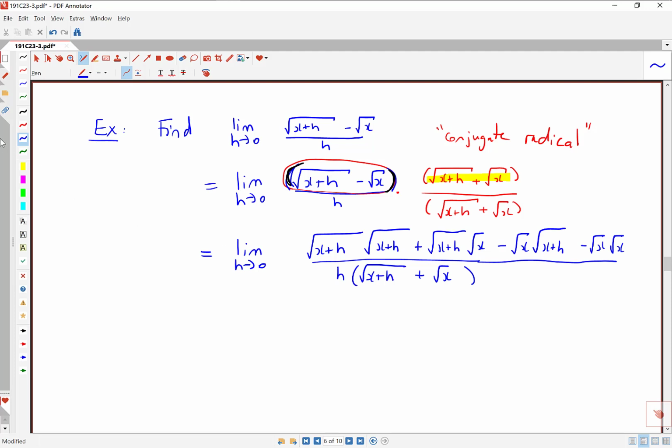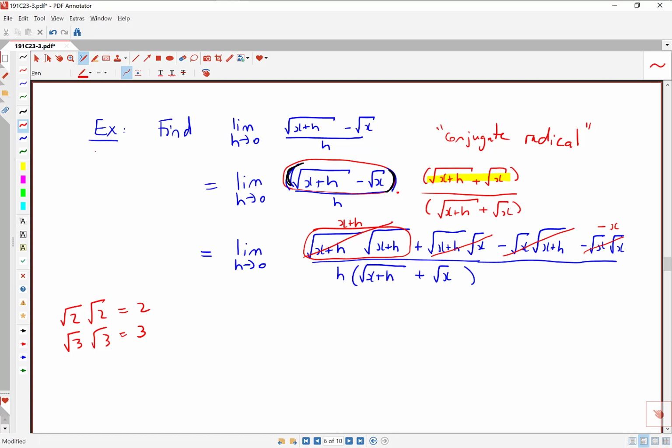Okay, so let's see all the magic that's going to happen here. Remember that if you multiply something like root 2 times root 2, you're going to get 2. If you multiply root 3 times root 3, you're going to get 3. So if you multiply root x plus h times another root x plus h, all that's giving you is x plus h. Okay, now inside terms are going to cancel. The root x plus h times root x cancels perfectly with this minus root x plus h times root x. And then at the back here, we've got a minus root x times root x. So that's just going to give us a minus x.